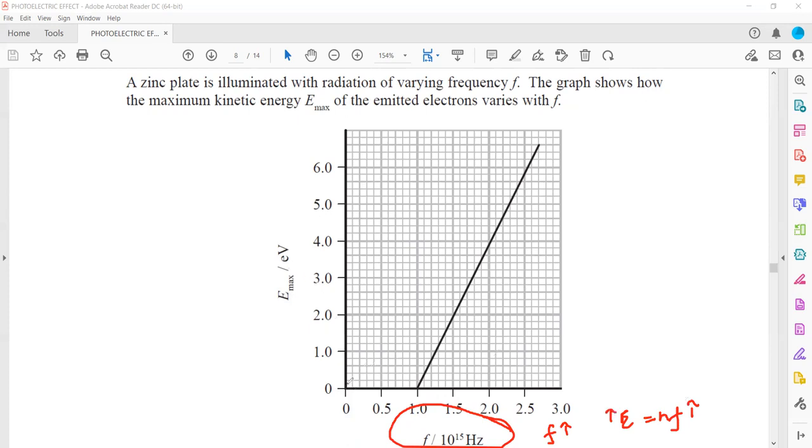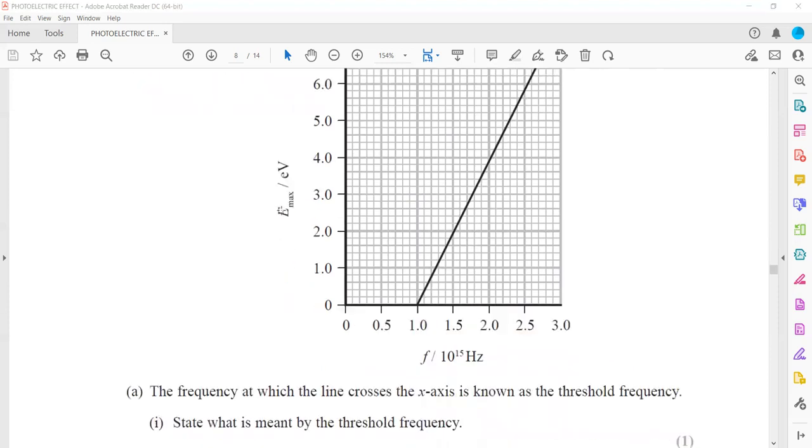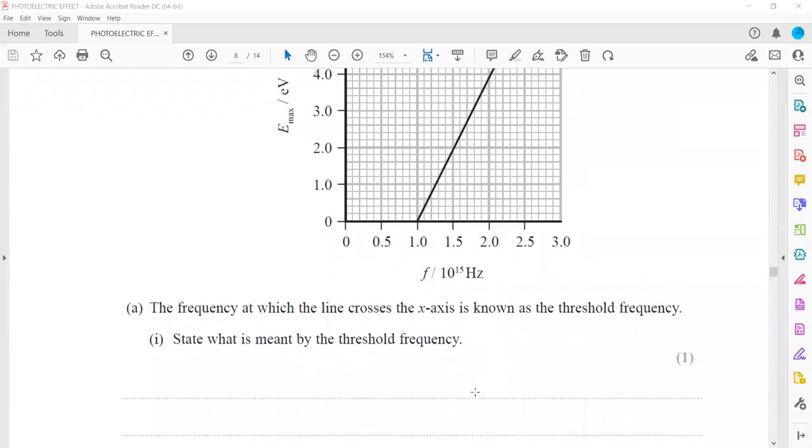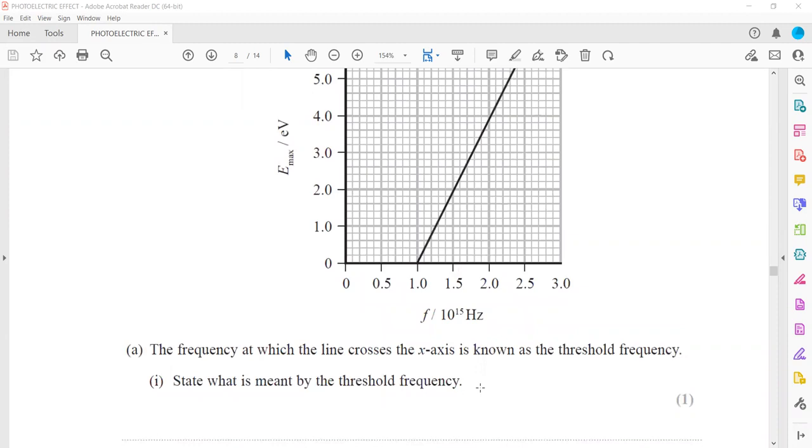When we increase the energy, at first there is no photoelectric effect because that energy or frequency is not sufficient to remove the electron. Once the energy is equal, the electron will come out, and further energy increases the kinetic energy. On the y-axis we have the kinetic energy of the electron in electron volts. Increasing the frequency of the photon increases the kinetic energy. The frequency at which the line crosses the x-axis is known as the threshold frequency.